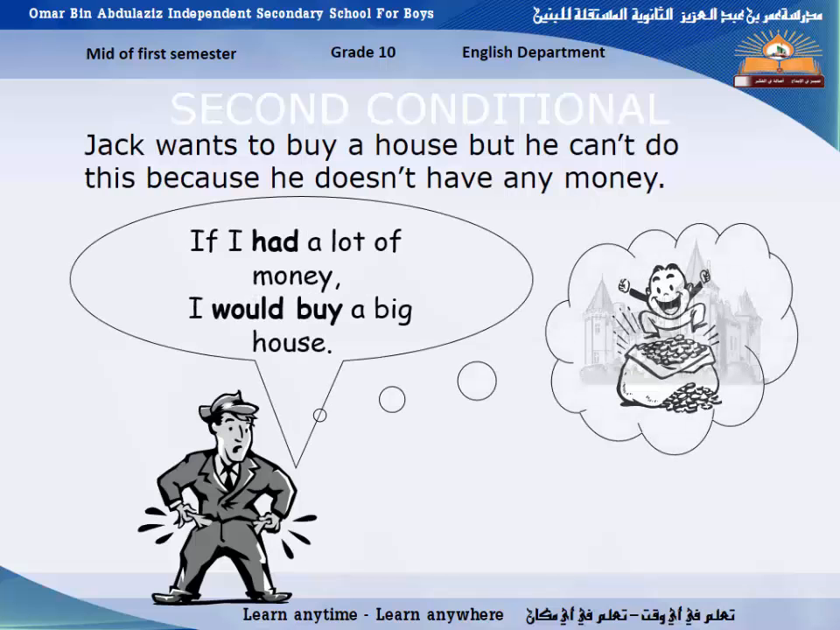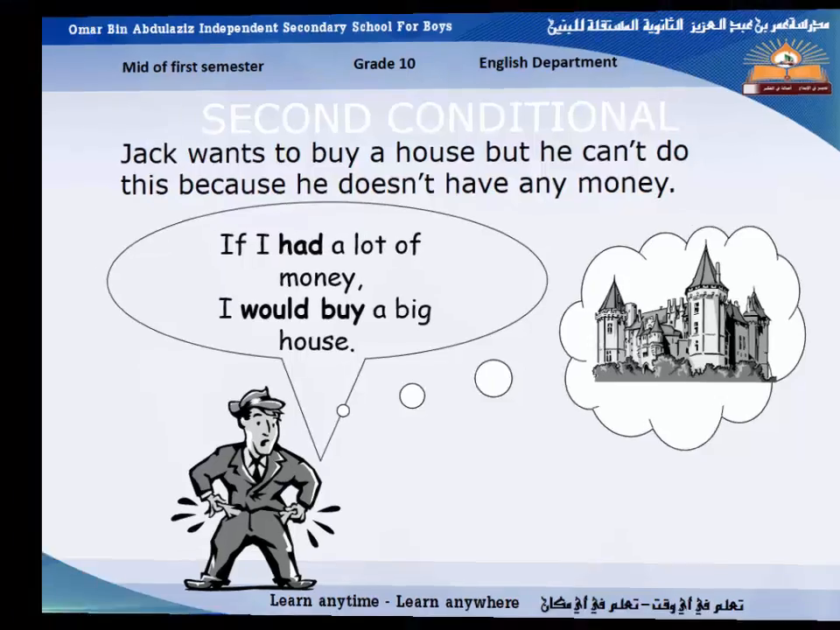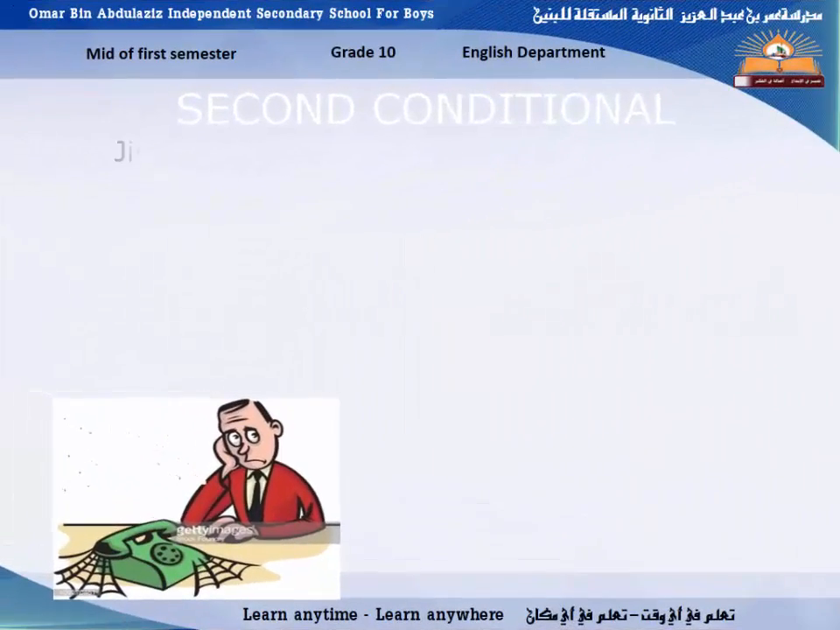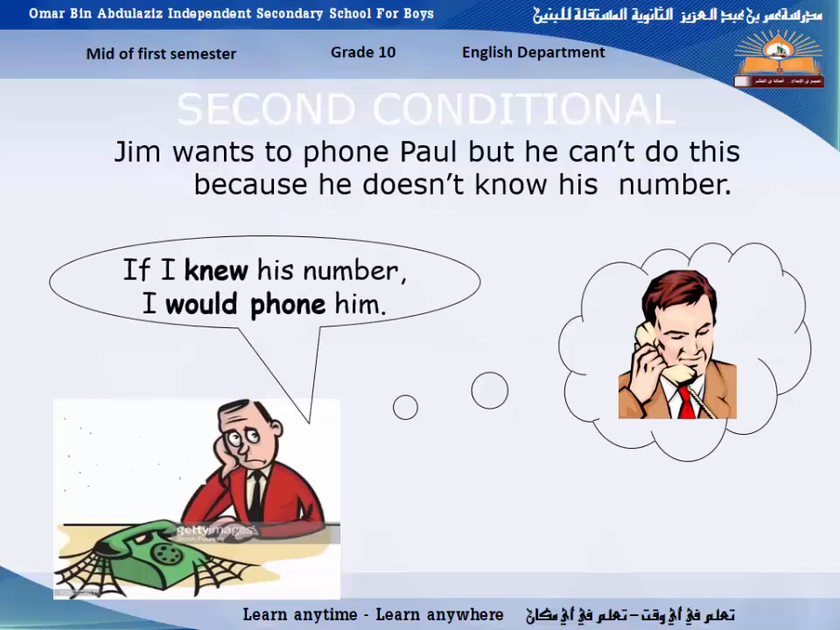Jack wants to buy a house, but he can't do this because he doesn't have any money. So Jack can say that if I had a lot of money, I would buy a big house. Jim wants to phone Paul, but he can't do this because he doesn't know his number. So Jim can say that if I knew his number, I would phone him.